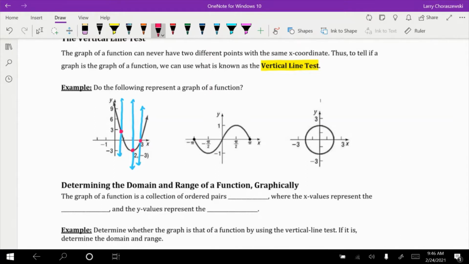Or let me ask it this way. Are there going to be any vertical lines that cross the graph in two or more spots? Okay, so any vertical line is probably just going to cross this graph in one spot.